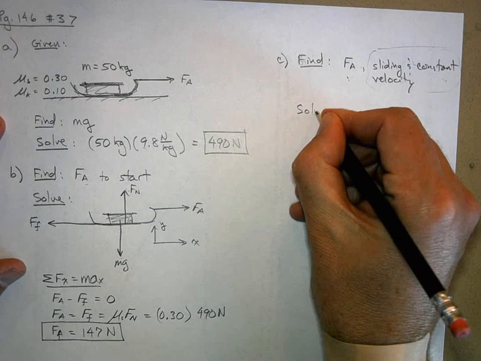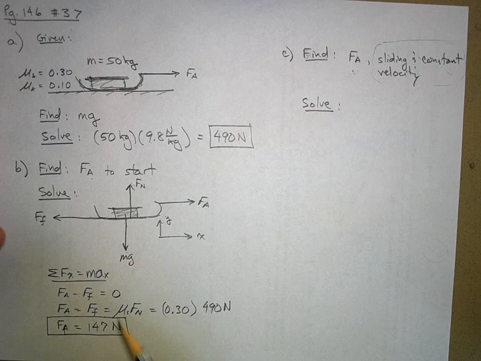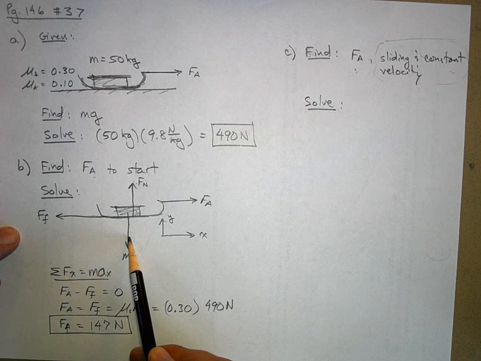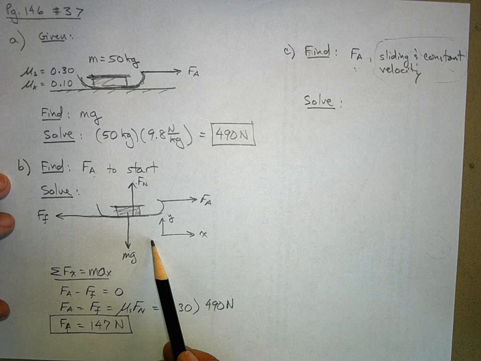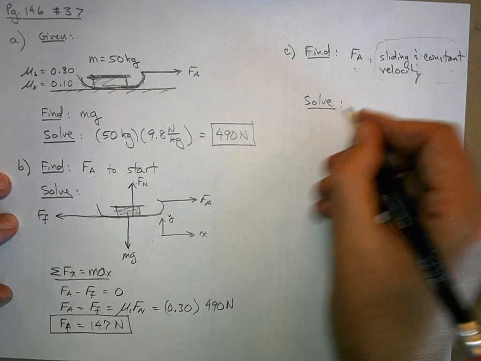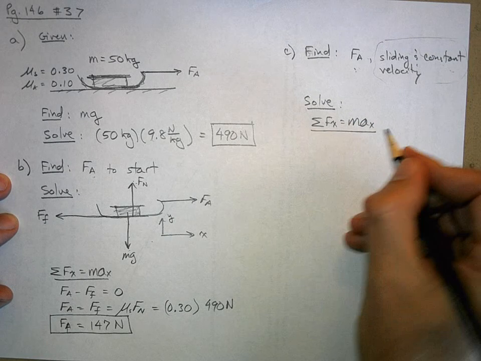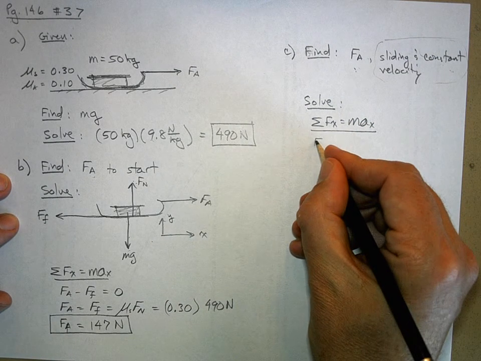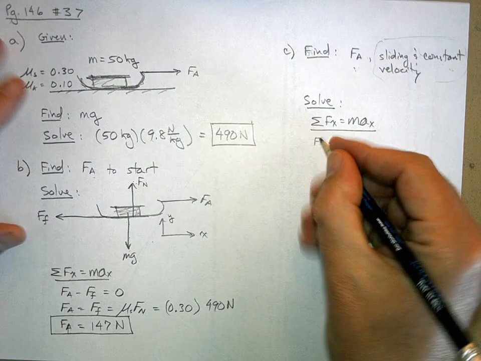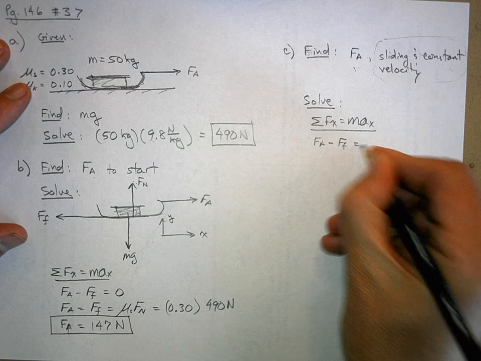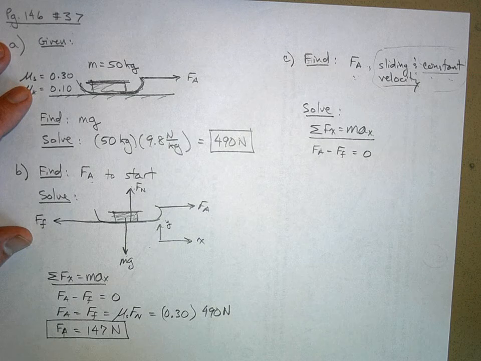Well, let's solve for it. Now, I'm not going to redraw the free body diagram because I don't need to. It's the same free body diagram that's down here, so I don't need to repeat that work. If I sum the forces in the x direction equals ma in the x direction, I'll go ahead and repeat that. The applied force minus the force of friction is going to be equal to 0. There's no acceleration. It says it's moving at constant velocity in part C.